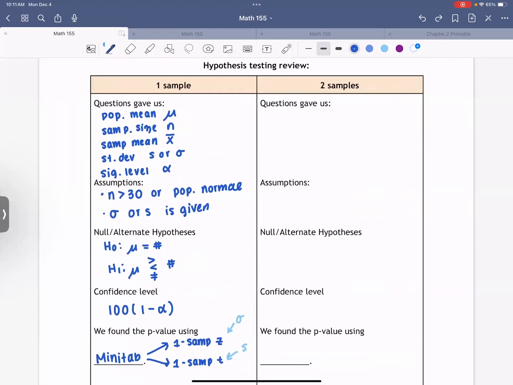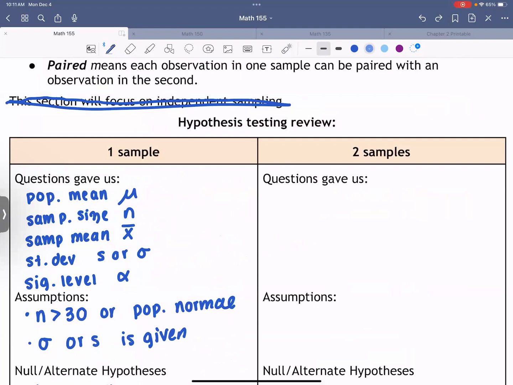Now, with two samples, I think the obvious difference is we have two samples. So we'll have a sample 1 and a sample 2. Within each of these samples, you're going to be given a lot of different pieces of information. Sample 1 represents a population mean, it has a sample size, a sample mean, and even a sample standard deviation. Same thing with sample 2. You're going to be given mu, n, x bar, and s.